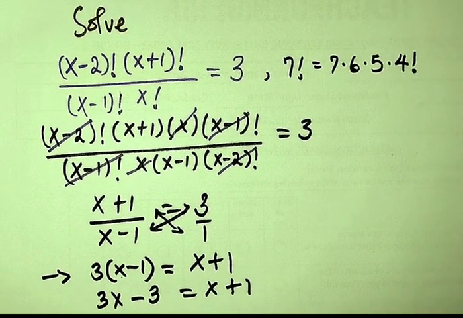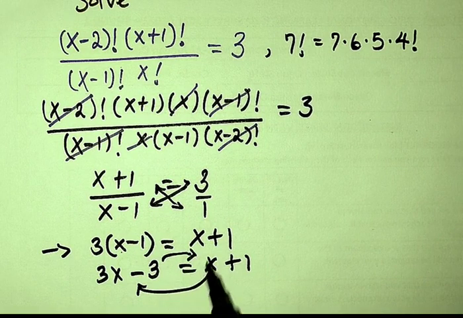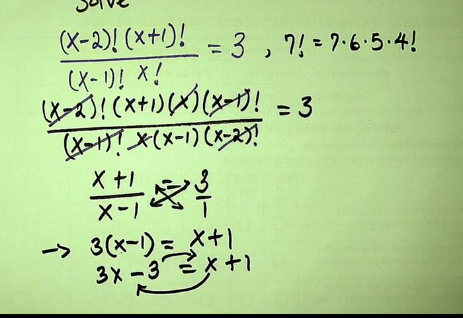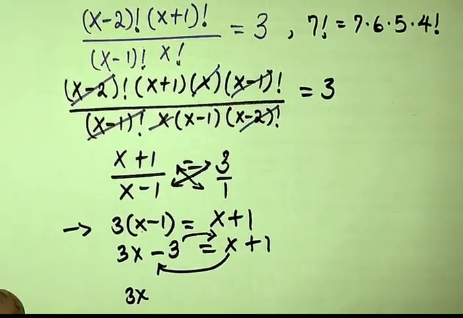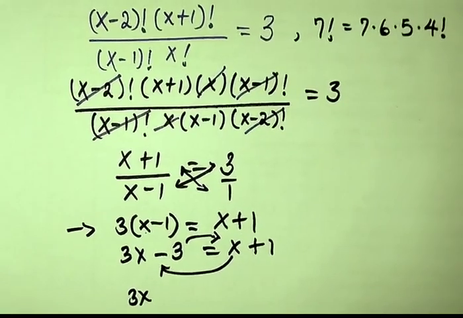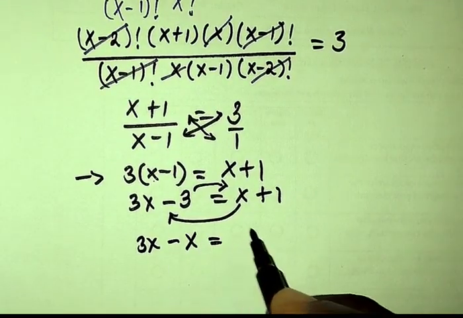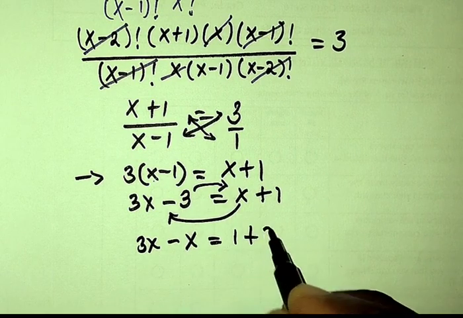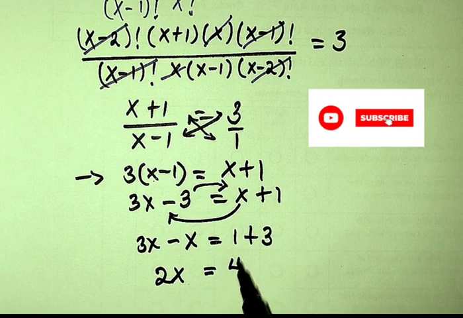So now from there, we try to collect the like terms. So we send this to this side, and we take this to this side. That is x to this side and minus 3 to the other side. We are going to be having 3x minus x equals to 1 plus 3. So this is going to be 2x equals to 1 plus 3, which is 4.